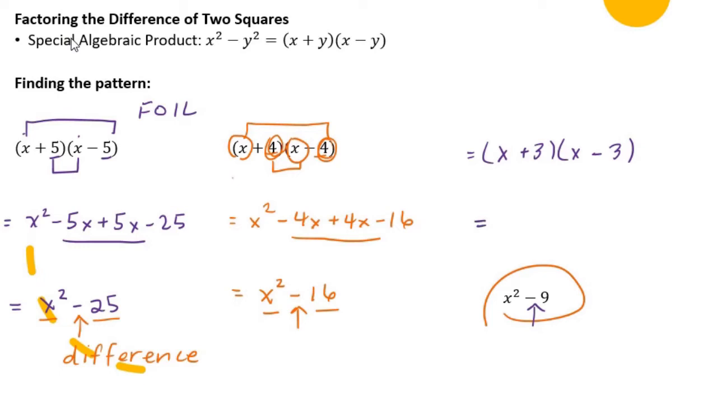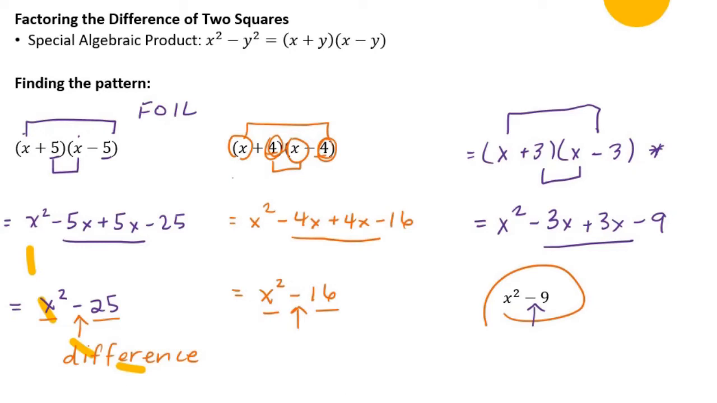If you're not sure and you need some convincing, try multiplying that out. X times x is x squared. X times negative 3, negative 3x. 3 times x is positive 3x, and positive 3 times negative 3 is negative 9. Lo and behold, we get x squared minus 9. So once we recognize the pattern, perfect square, minus sign between them, we already know what shape the answer has to take, what form the answer has to take. So the difficult part is sometimes recognizing that we have a difference of squares.